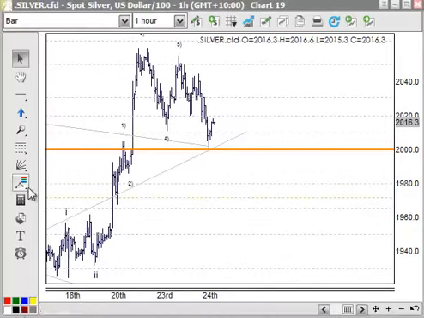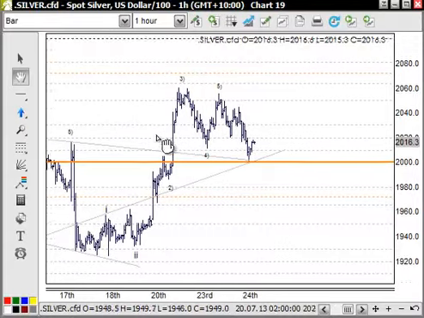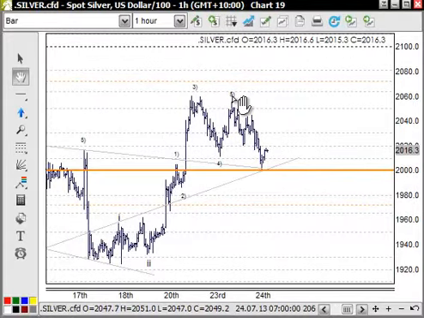Silver's pretty much the same as well. Silver didn't make a new high here like I was expecting it to. Gold made a new high here, but silver didn't. So I'm just going to label this here for the time being as the same as gold, and I'll look at this structure, how this one here unfolds as well.